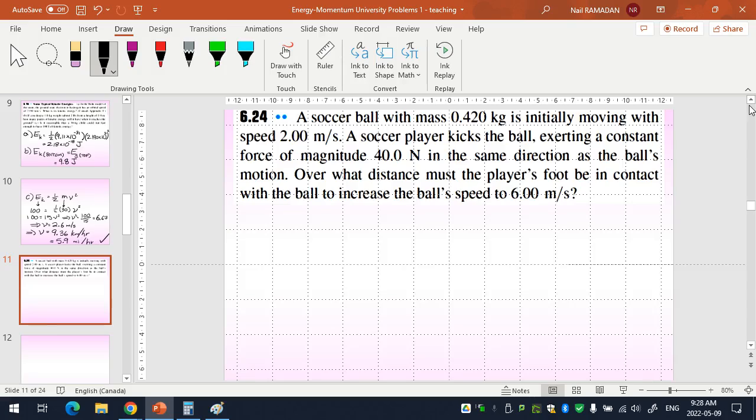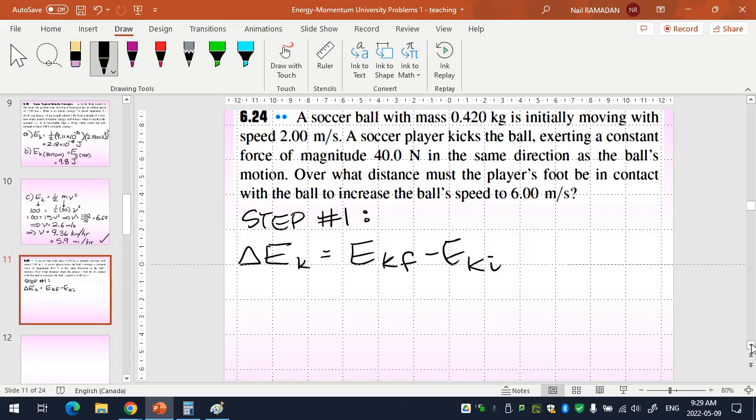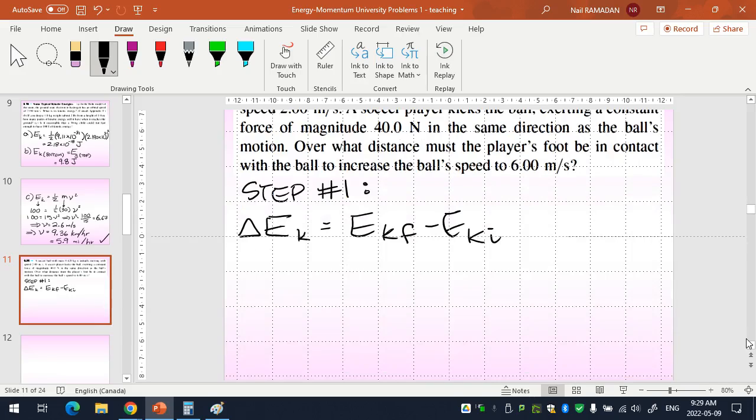Okay, so everyone, step 1. I want you to write step number 1. Delta EK, which is EK final minus EK initial. All right. Let's do the equation again. Half m v final squared minus half m v initial squared. Again, what's a common factor? Both of them. Come on. Half and m. So the half is here.